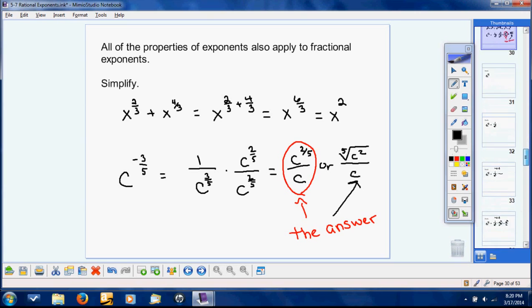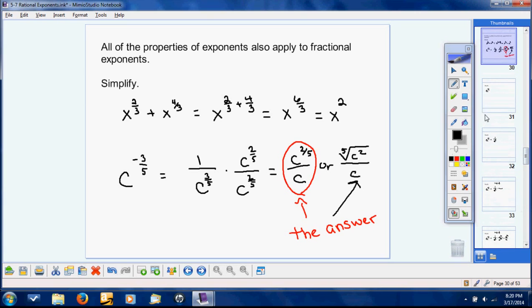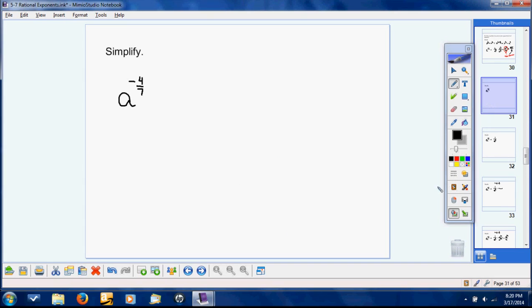Just a little bit further. I have a whole lot of slides to say each individual little thing, so let's go a little further. Let's look at this. We're going to simplify a to the negative 4/7.